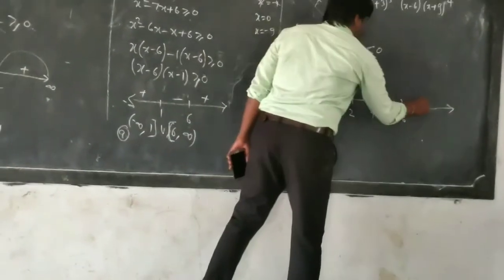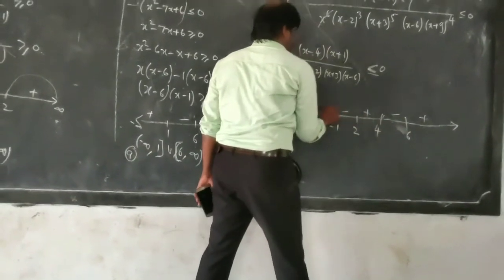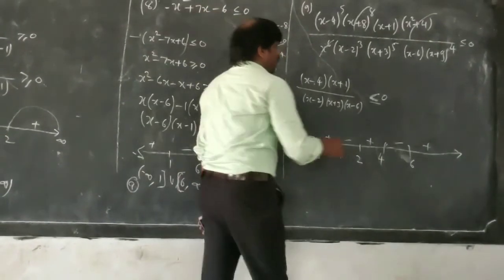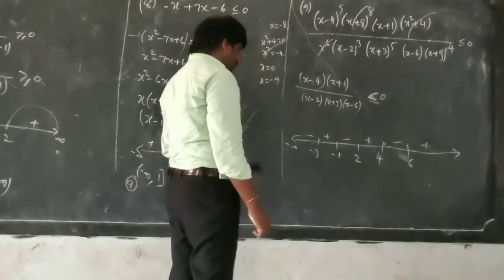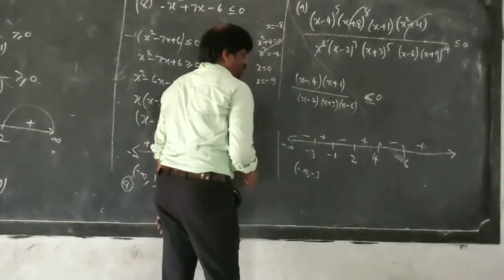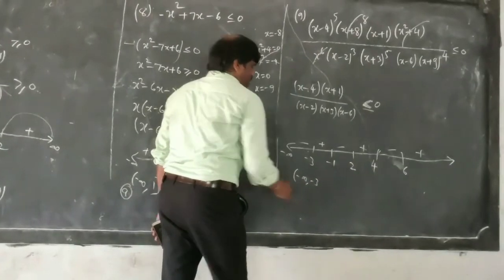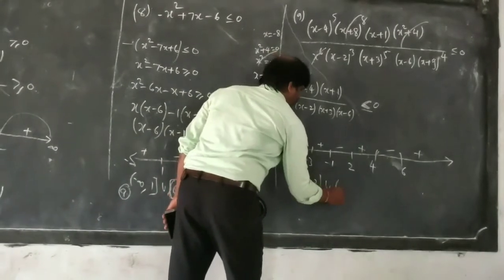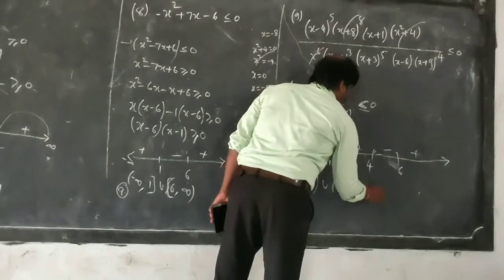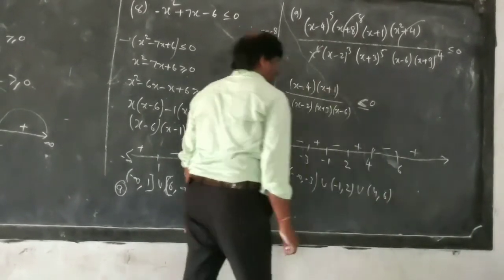Now let us mark here plus, minus, plus, minus, plus, minus. Now what is the symbol here? Less than. Less than means negative is the answer. So minus infinity to minus 3, union minus 1 to 2, union 4 comma 6. This is your answer, right?